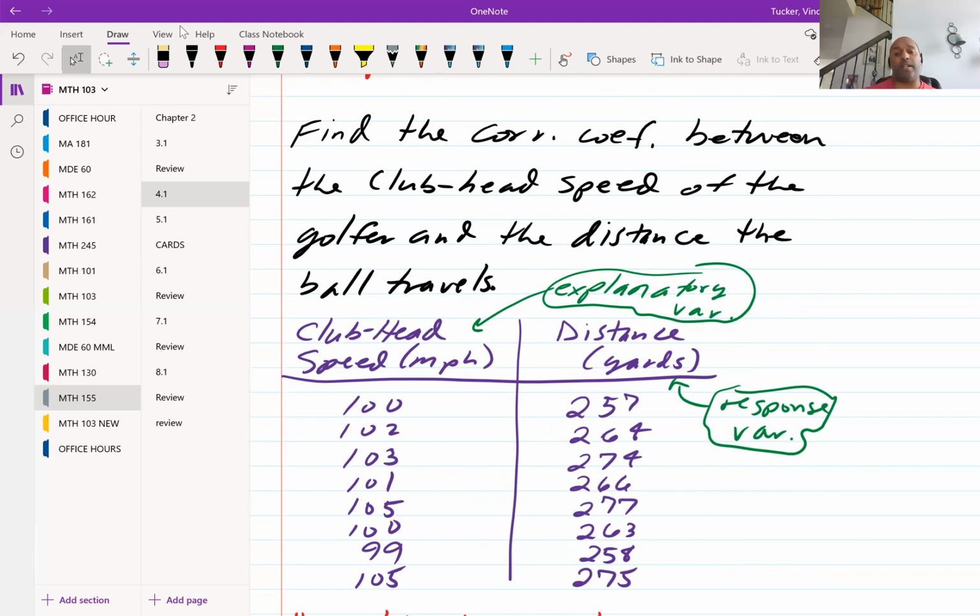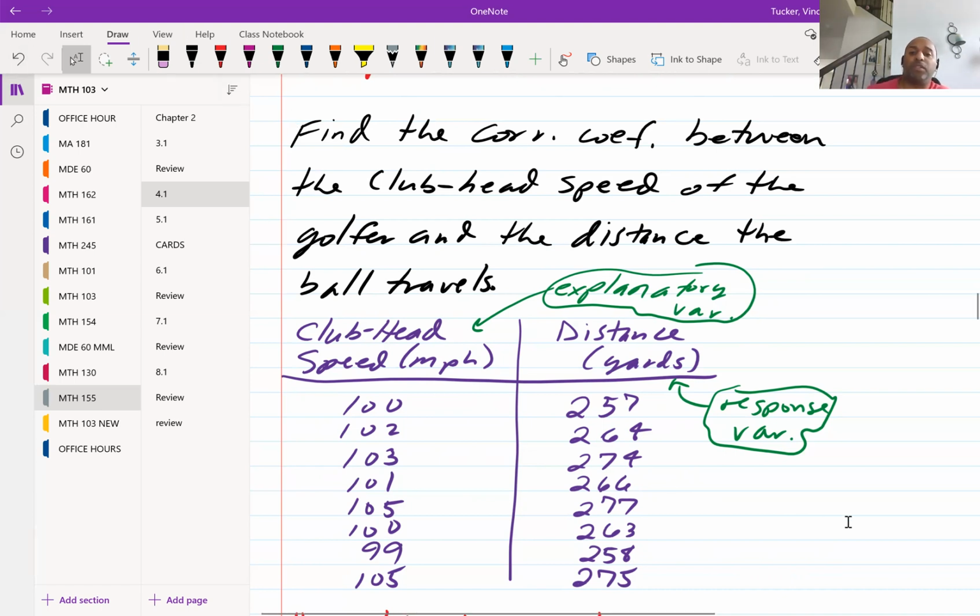You see in the green, I labeled club head speed the explanatory variable. The distance the ball traveled is the response variable. And we'll talk about that in more detail. I think it's in 4.3, but I was just giving you a heads up as to what they are called. The explanatory variable will explain the response variable. The response variable responds to the explanatory variable. So in other words, I swing the golf club and the ball travels a certain distance as a response to how hard I swing the club.